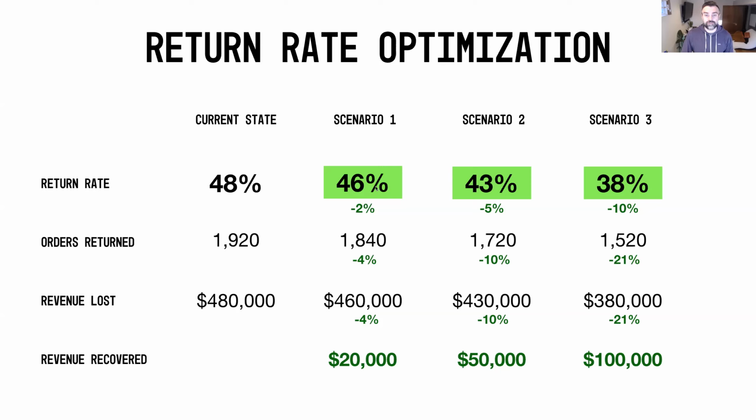Then we looked at a few scenarios. If you were able to just take that 48% and reduce it by a little bit, a couple points down to 46%, or even further down to 43% with 5% off, or all the way down to 38% at 10%. Depending again on your business, you may have some more room or less room to work on the return rate. But what this is meant to showcase is that there are some pretty compelling numbers in here.